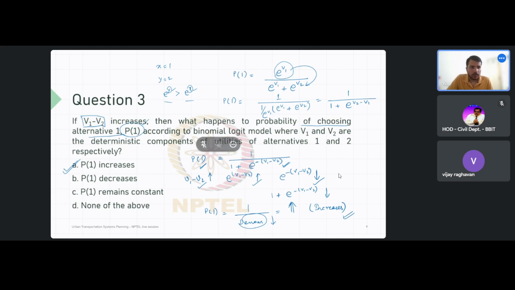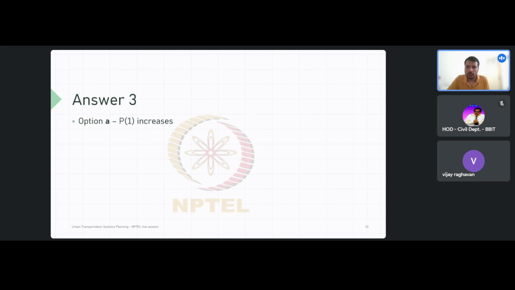Okay, we will move ahead. So the answer for this is option A, P1 will increase. So I'll simply recall it. P1 is e to the power V1 over e to the power V1 plus e to the power V2. We brought this down, so it became.